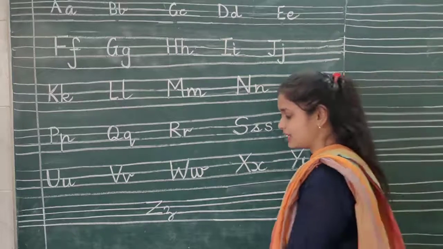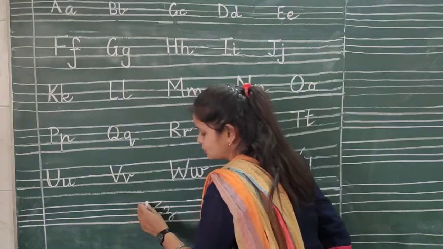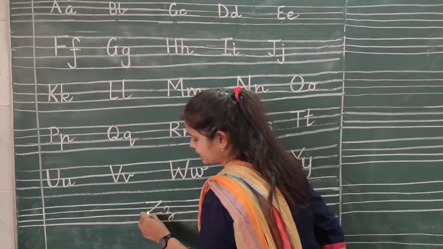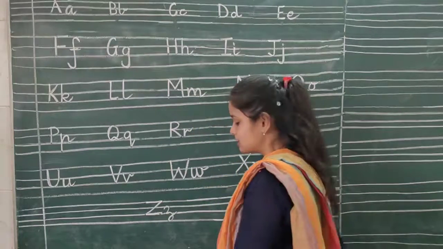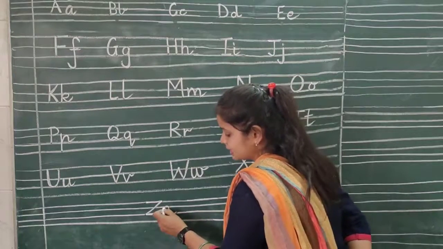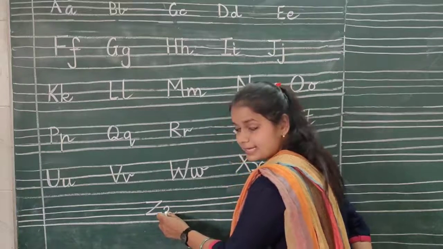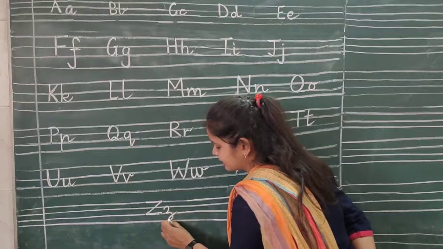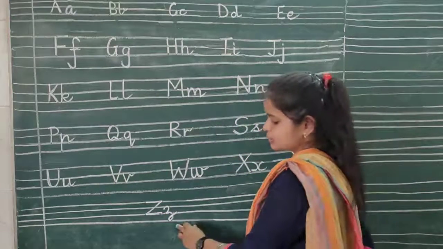Okay, now coming to the last letter, that is Z. Z for zebra. So we will be starting it from this line like this, then a slant line and again a line like this. Is that clear? So this is capital Z, and now we are starting with small z. Starting from the middle line, a small curve like this till the second line, and then a round till the third line, and then a small curve and kick like this. So this is small z.